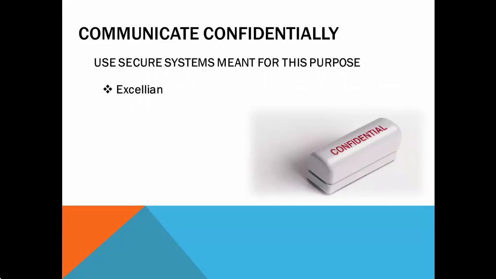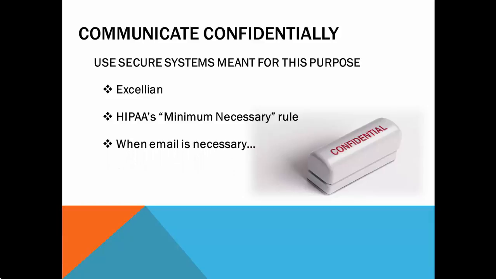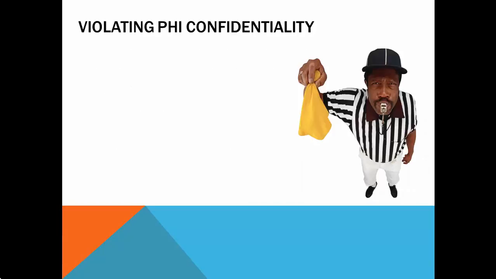Use Excellion documentation or in-basket messaging and not your email to relate patient care issues. Communication should be limited to the minimum necessary to address patient concerns and should never be shared with staff not involved in their care. If communication by email is required, limit reference to patient number and initials.